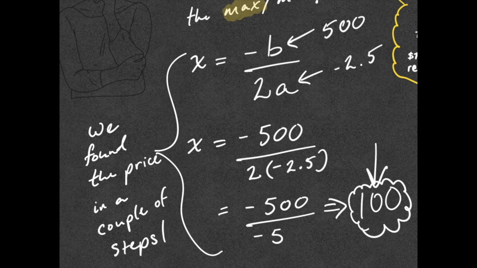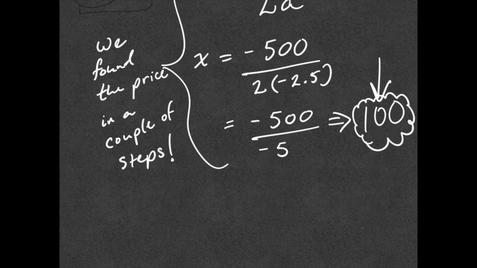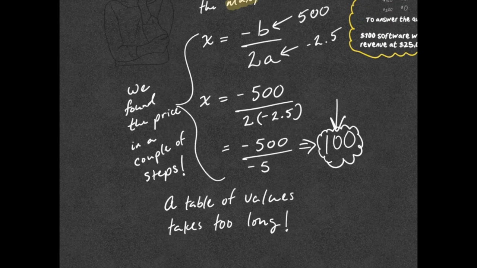So remember, $100 will maximize the revenue. We still don't know what the max revenue is. And remember, the most basic way was a table of values. The only thing is, a table of values would take too long, especially if you have a lot of different numbers to figure out. So how can we skip past the whole table and jump straight to the number that we're looking for? That's why the vertex is important.